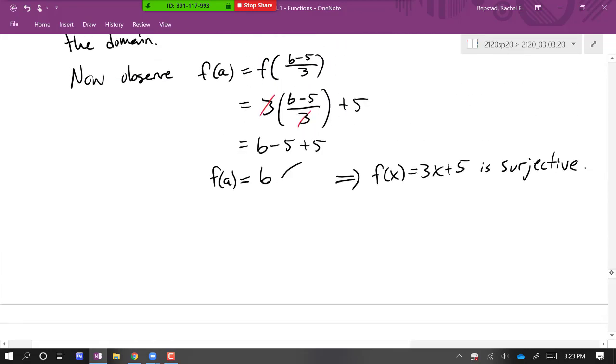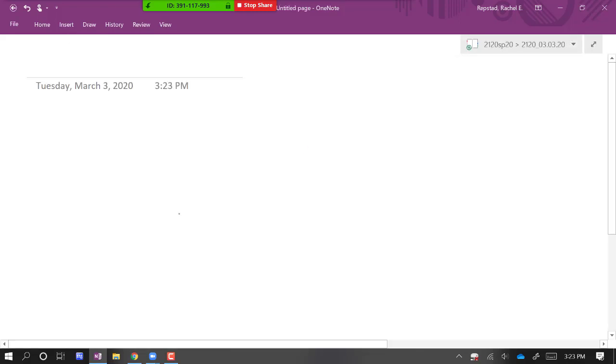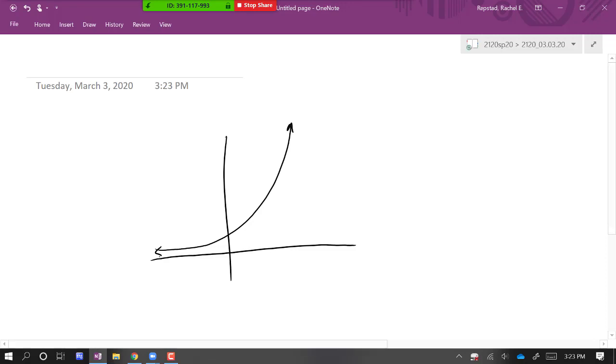Let's see. I'll come back to this in just a second. But if I look at a graph of e to the x, it looks like this. It definitely passes the horizontal line test, but it's not surjective because I can't raise e to any power and get a negative.